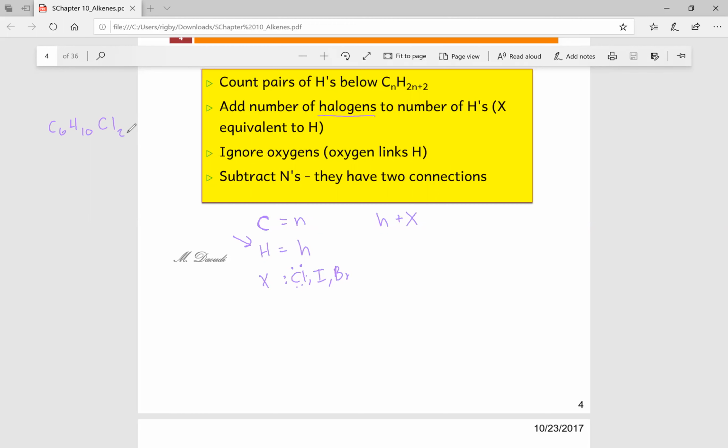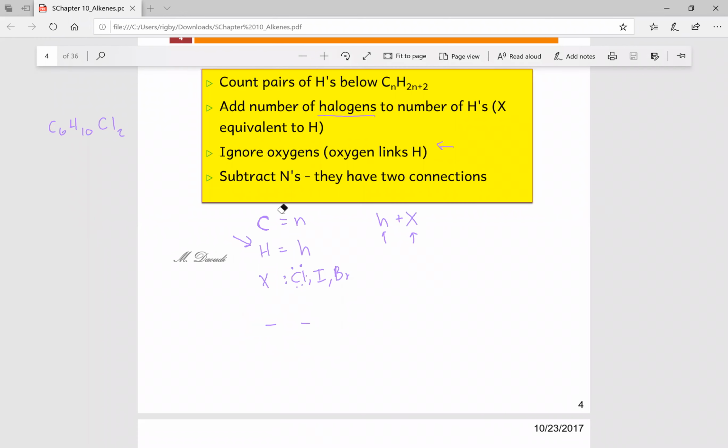So what you do is we have the number of hydrogens plus the number of halogens. You ignore oxygens because oxygens either act as a link between two carbons or a link between a carbon and a hydrogen. And we can see here that this wouldn't change the actual degrees of unsaturation because it does still have a hydrogen attached to it, so it doesn't really replace any hydrogens. And then we want to subtract nitrogen.